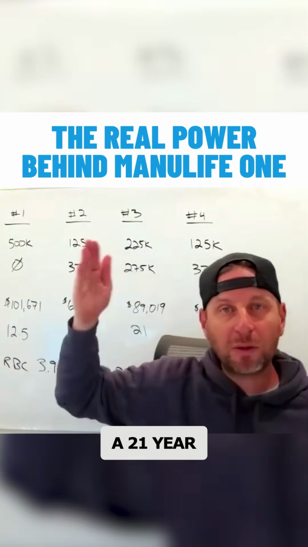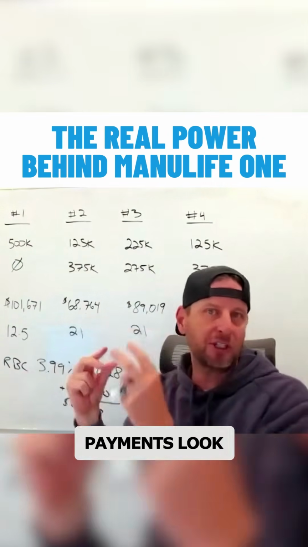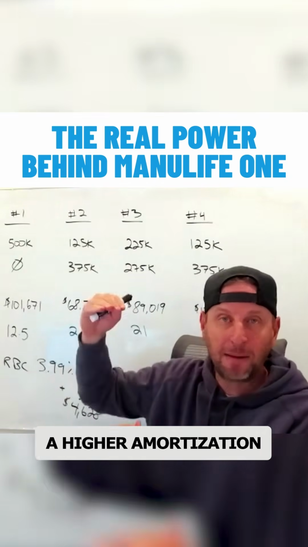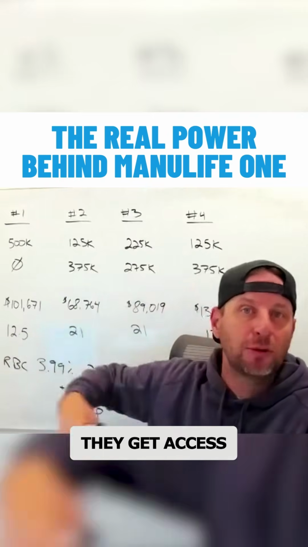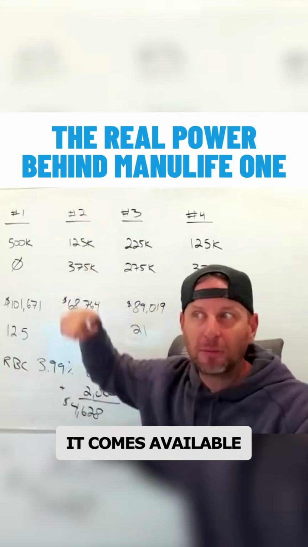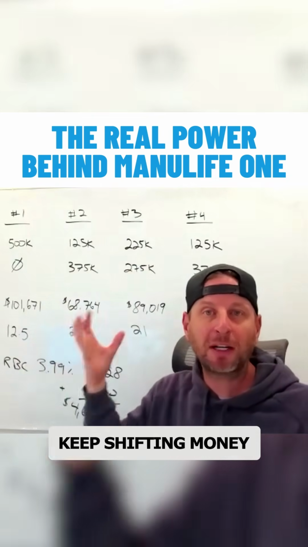So when you throw a 21-year AM in to keep those payments low, really whatever the AM is doesn't matter. If you lock up a higher AM with a higher payment, they get access to the principal paydown anyways because it's a fixed rate readvanceable sub account. It comes available as long as you keep shifting money from the sub.